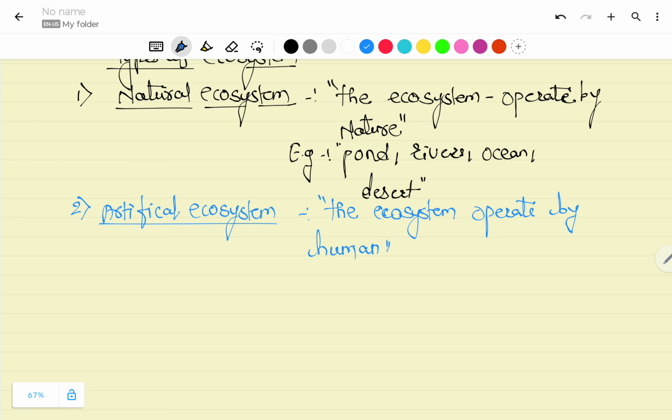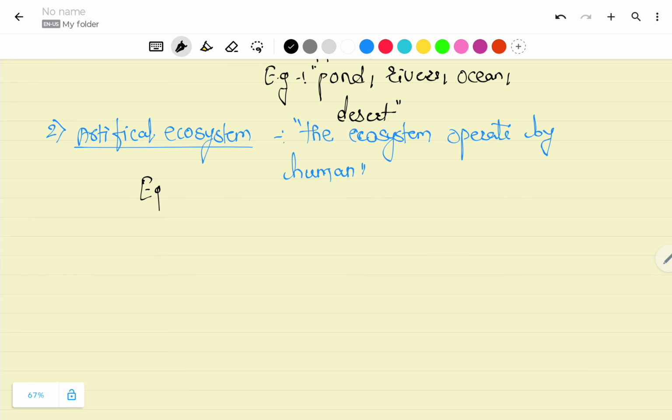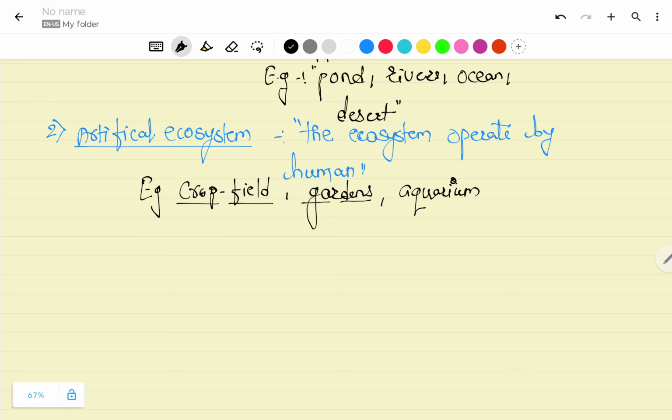What are the examples? First example, crop field. Next example, garden. The third example, aquarium. So the ecosystem which is operated by man is called the artificial ecosystem.